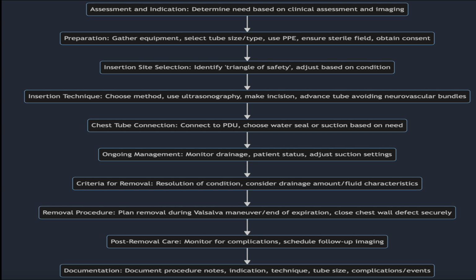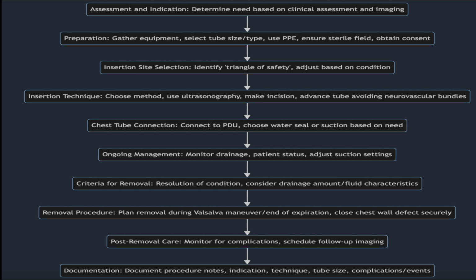Chest tube connection. Connect to a pleural drainage unit. Choose water seal or suction based on need. A water seal can be used in all cases. Regarding the ongoing management, monitor the drainage that is happening every day, the patient's clinical status and the suctioning requirement. Now, criteria for removal: look at the quality of the fluid, the quantity of the fluid, and resolution of the overall clinical condition of the patient.